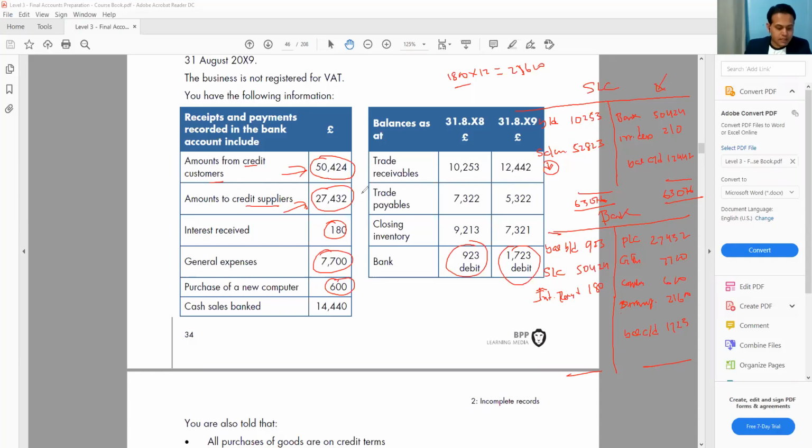Oh, the cash sale. Do you have a cash sale? Oh, I missed it. Where is it? The cash sale, yes, 14,000. Thank you, Asim. So cash sale banked. Yes, this one we received as well. That is 14,440. Yep, I think that's it.